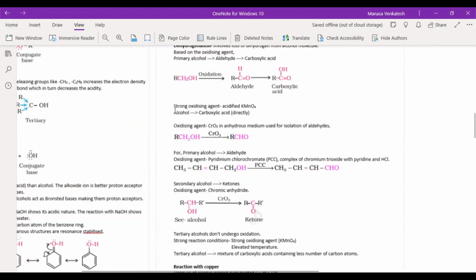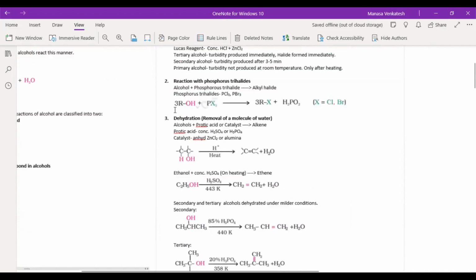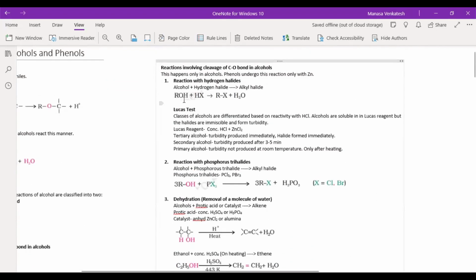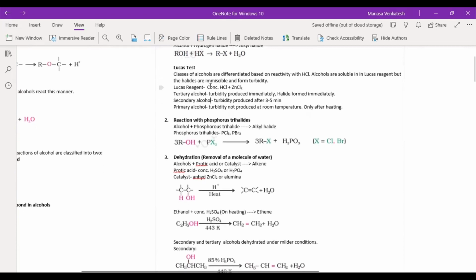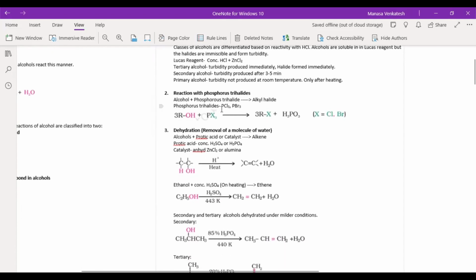Next are the various reactions to do with the breakage of the carbon-oxygen bond. First one was basically alcohols reacting with hydrogen halides to give us alkyl halides and water. The Lucas test is used to differentiate between primary, secondary, and tertiary alcohols. Reaction with phosphorus trihalides is something that you learned in haloalkanes and haloarenes. So alcohols react with phosphorus trihalides to give us the alkyl halide.